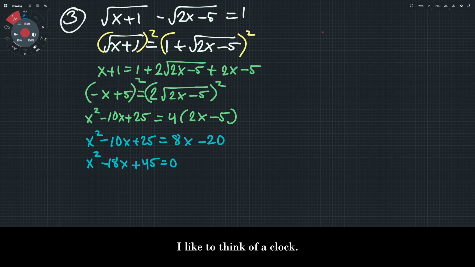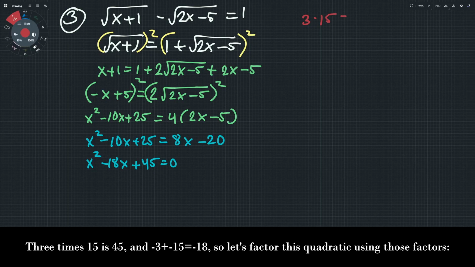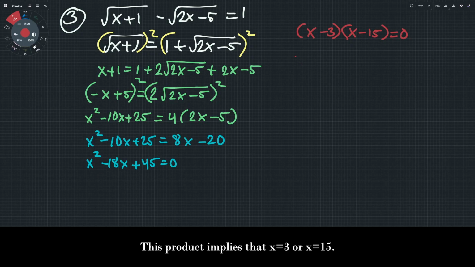I like to think of a clock. 3 times 15 is 45, and negative 3 plus negative 15 is equal to negative 18. So let's factor this quadratic using those factors. We get x minus 3 times x minus 15 equals 0. This product implies that x equals 3 or x equals 15.